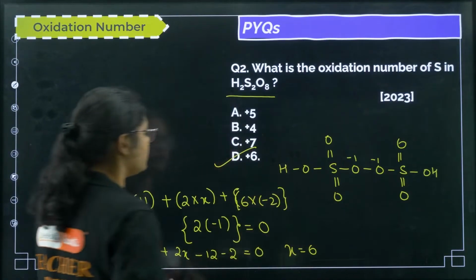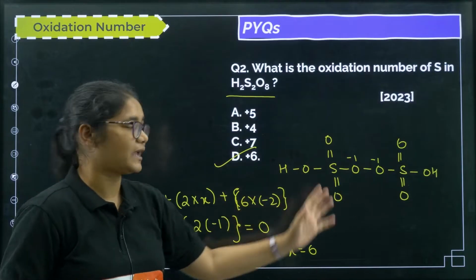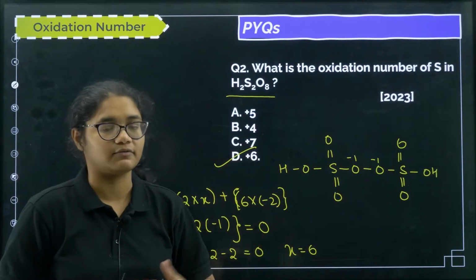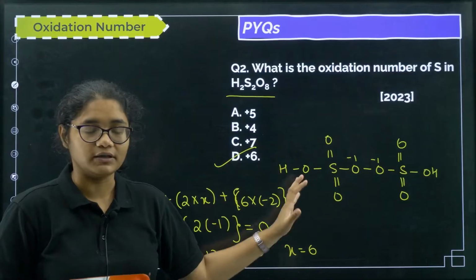If you do not know that this is a peroxide linkage and you calculate, the answer will be different and will be wrong. So you have to be very careful here about the structure.